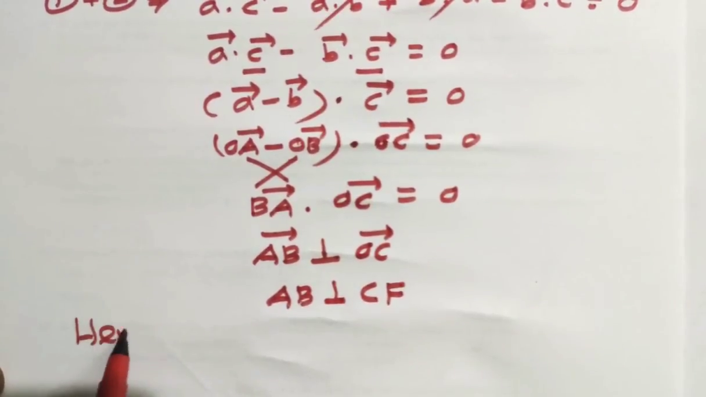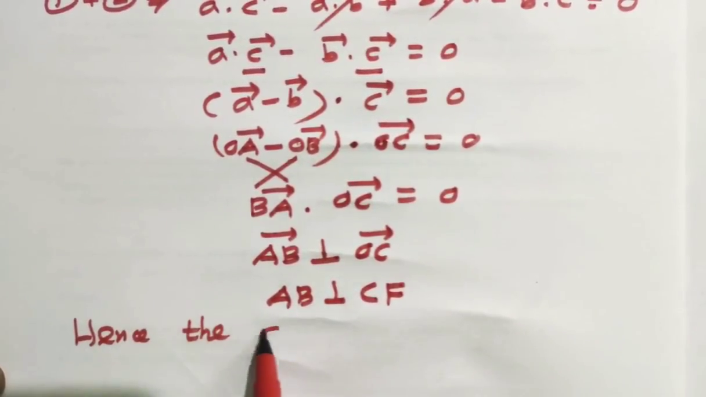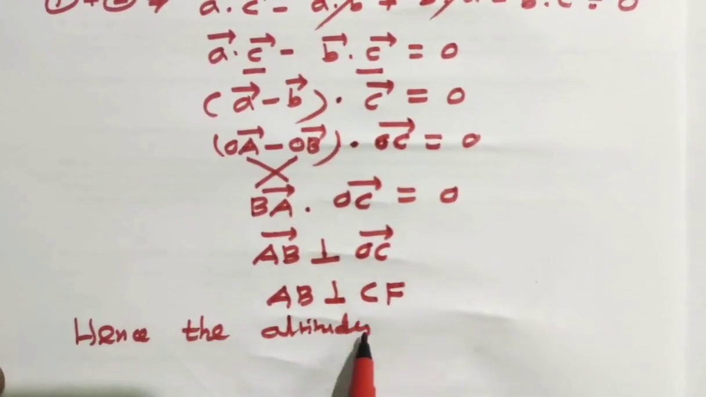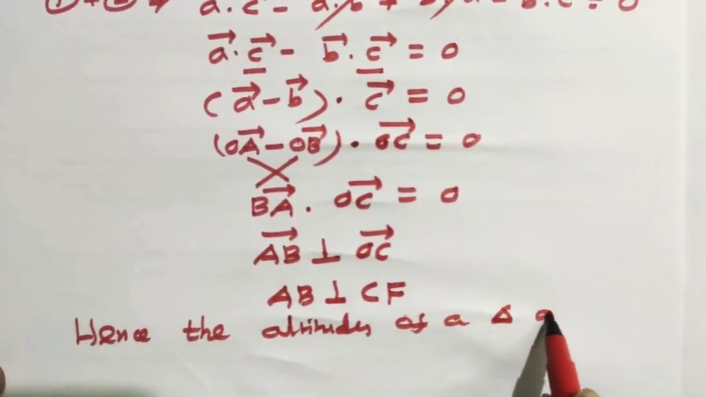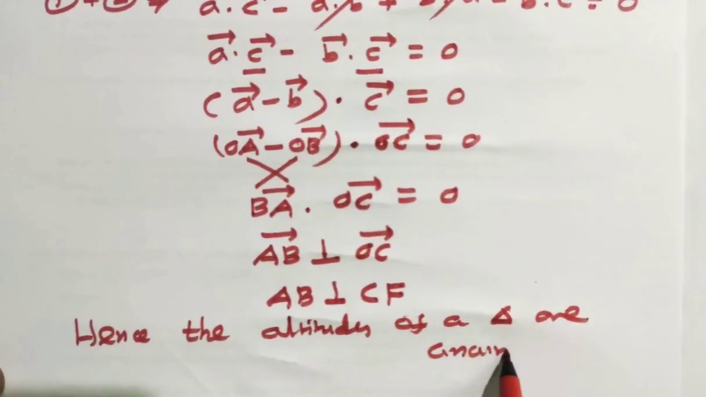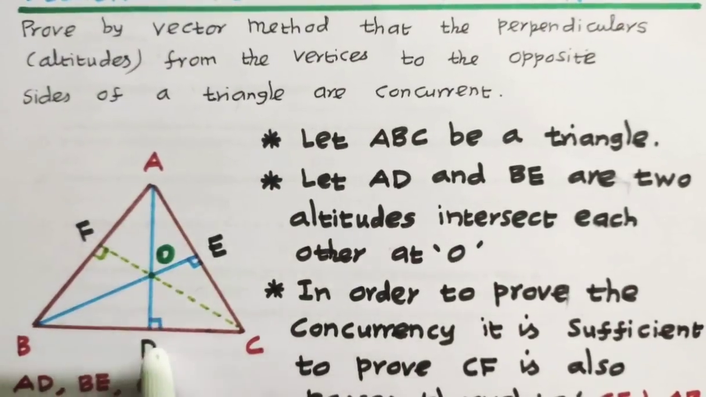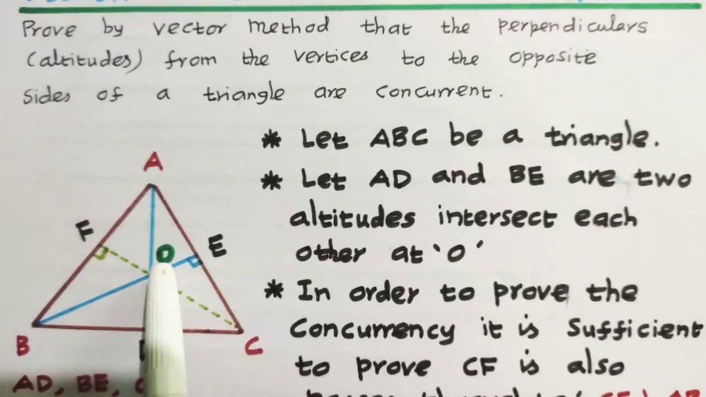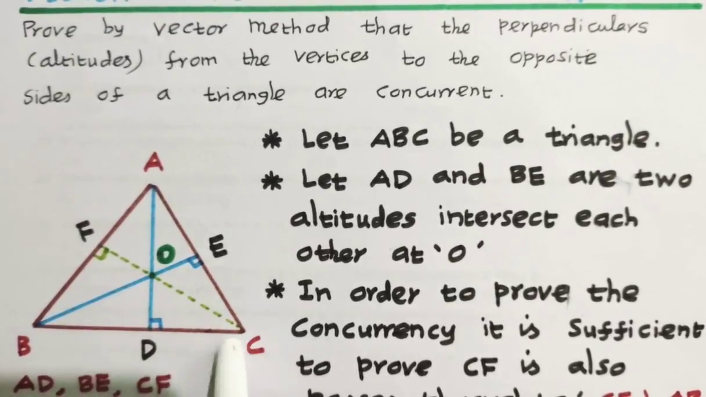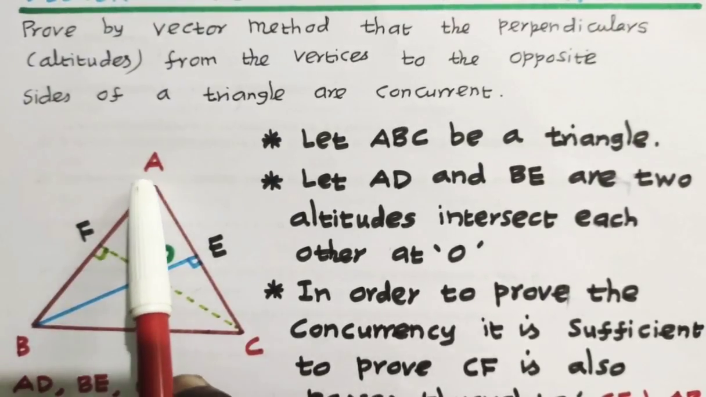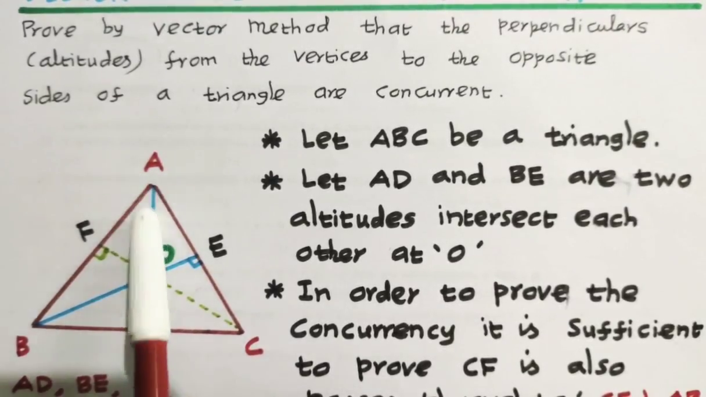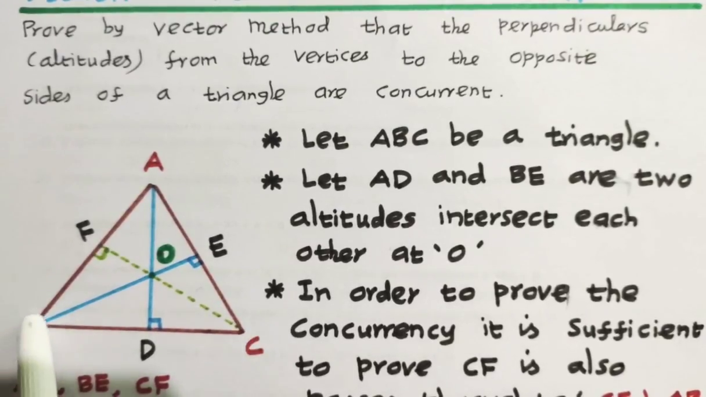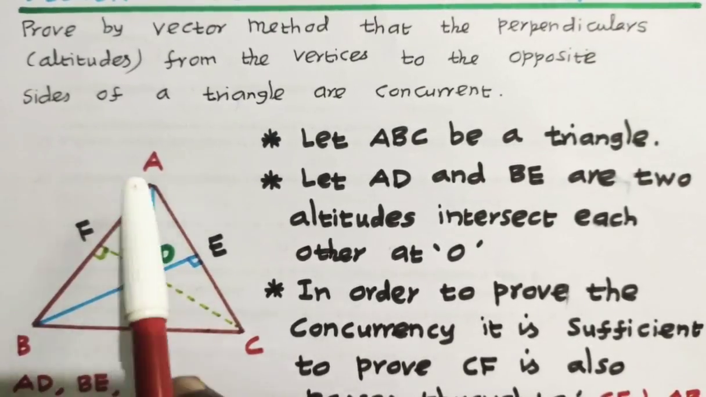Hence the altitudes of a triangle are concurrent. Finally, using the data that AD and BE intersect each other at the point O, we have proved that CF also passes through O, which means we have proved that CF is perpendicular to AB. Therefore, perpendiculars from the vertices to the opposite sides of a triangle are concurrent.